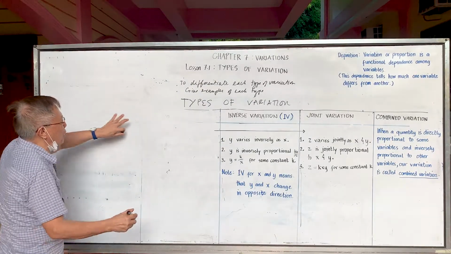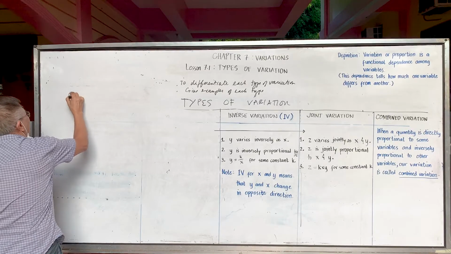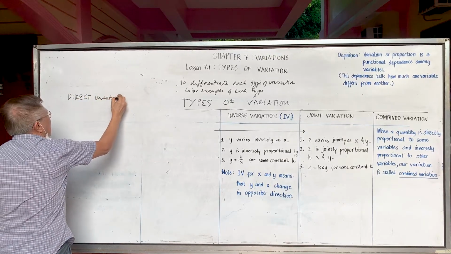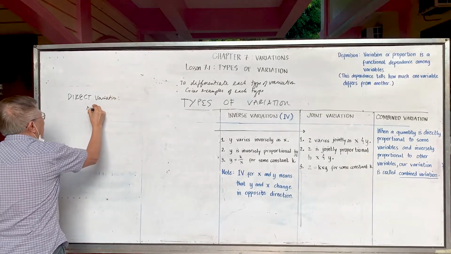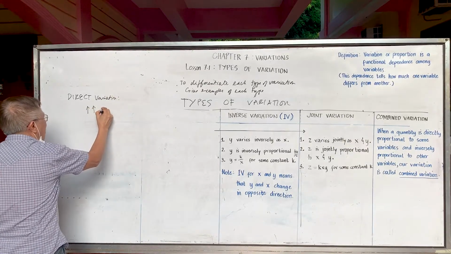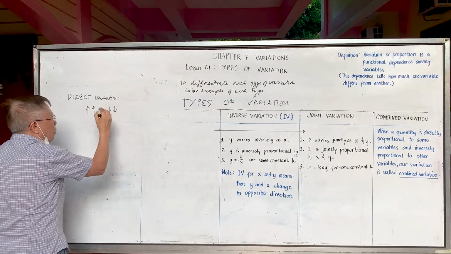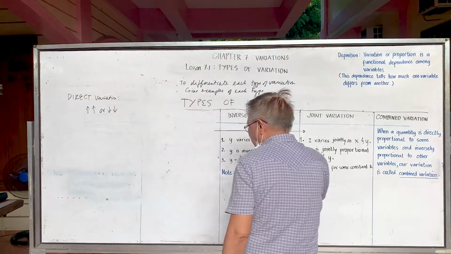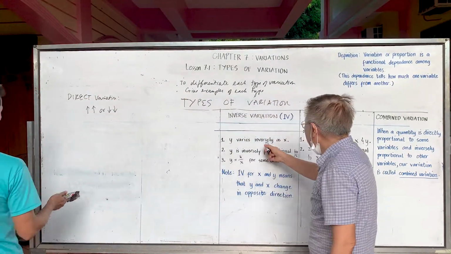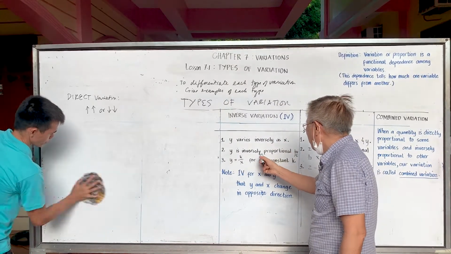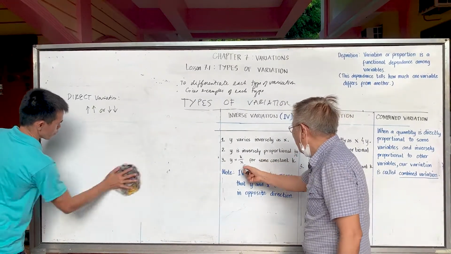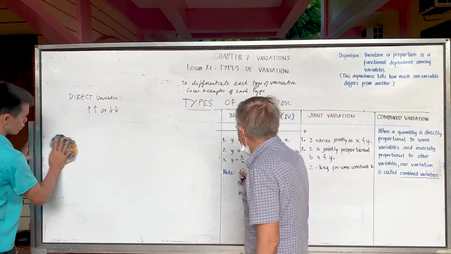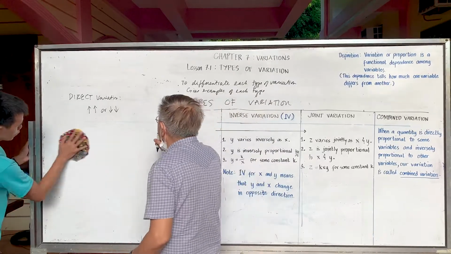Before we leave the first two types of variation, for direct variation, we were saying that if one variable increases, the other one also will increase. Or if one decreases, the other one will also decrease. Let's take this third type of variation. Y varies inversely as x. y is inversely proportional to x, y equals k over x for some constant k. What does inverse variation mean?